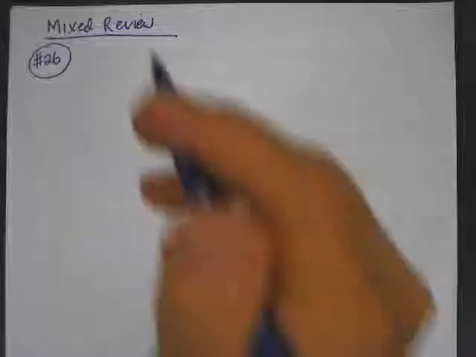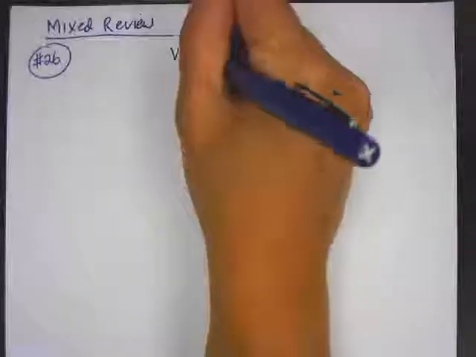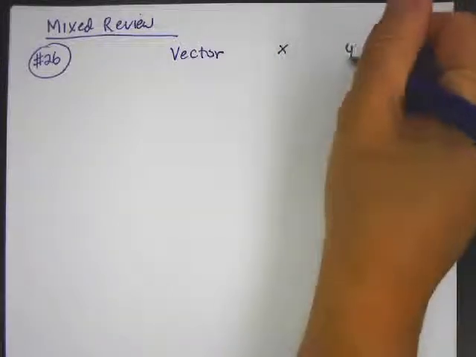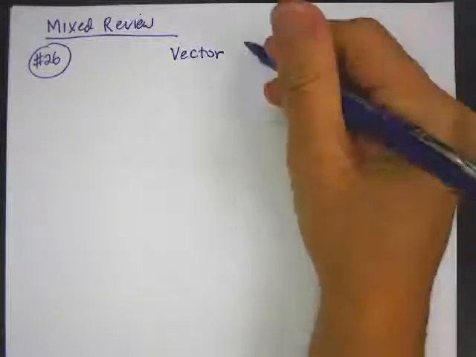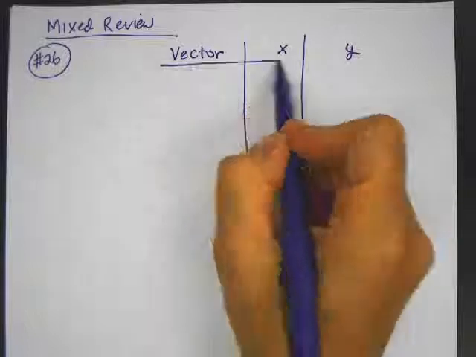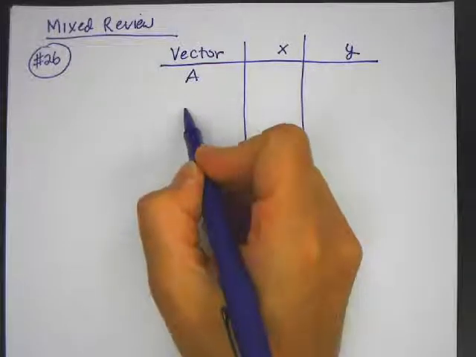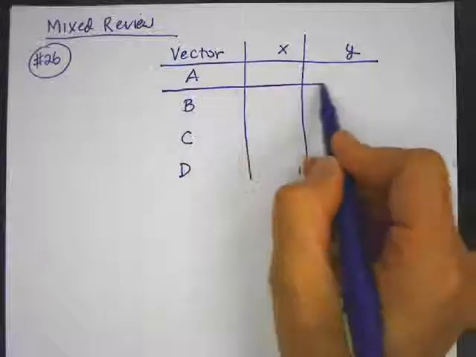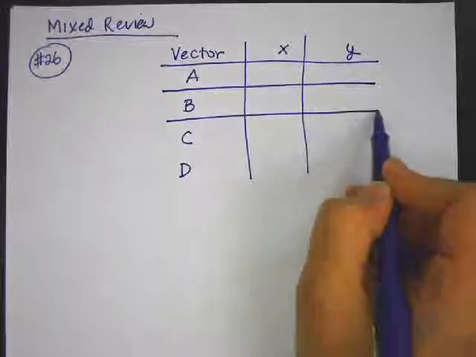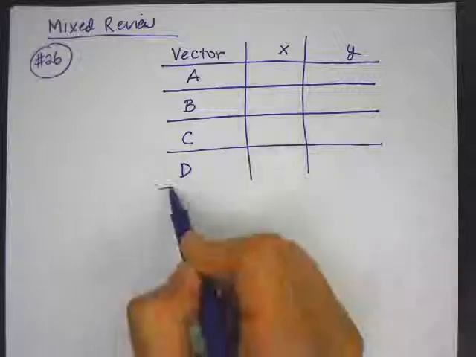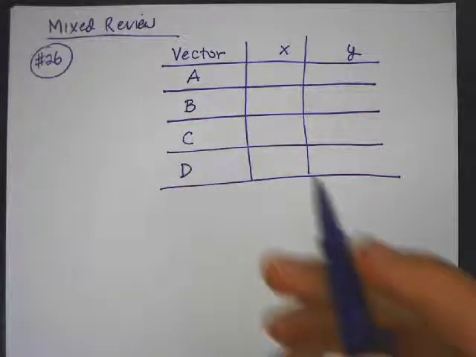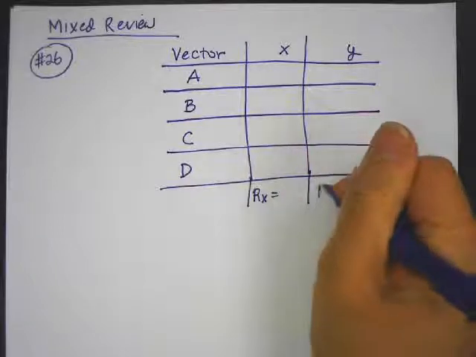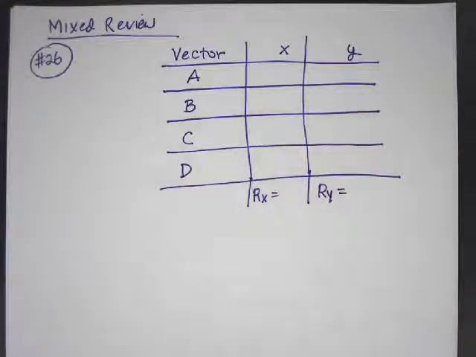So before I start, I'm just going to make myself a nice table, because when you do stuff in a table, it makes it more organized. And then you won't make a mistake with putting your answers in. So now I'm going to write my vectors A, B, C, and D. And then I'm also going to do my resultants for those. I'm going to do Rx, and I'm going to do Ry.